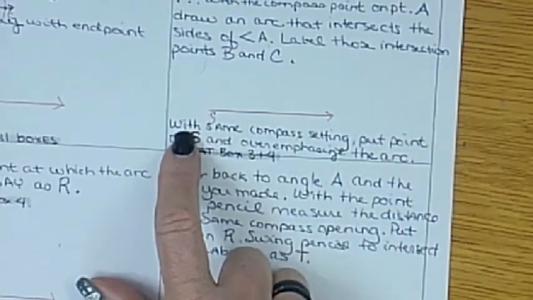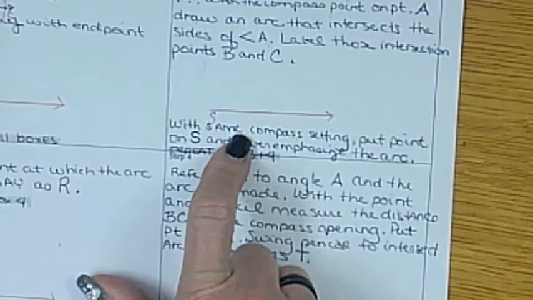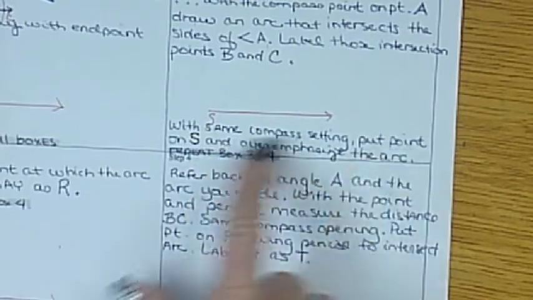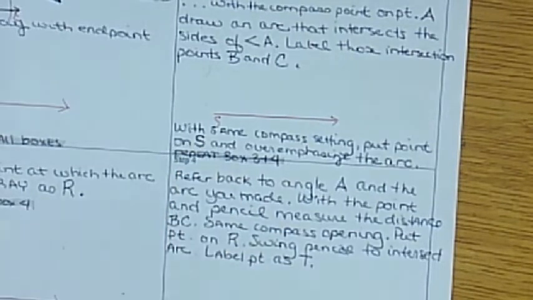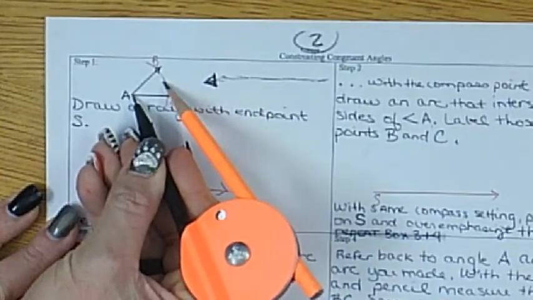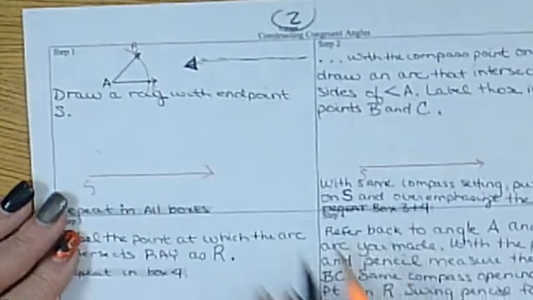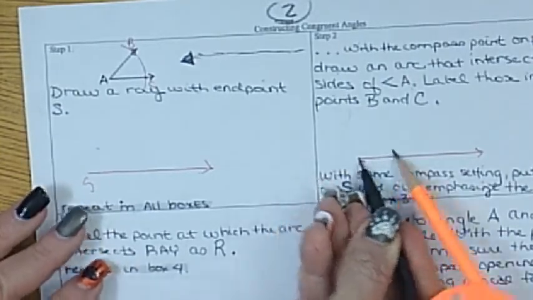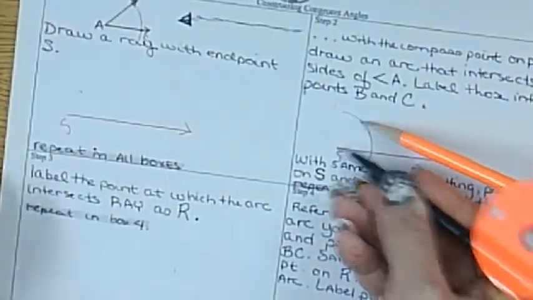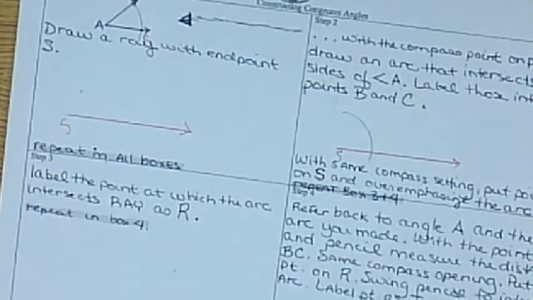Okay, so it says with the same compass setting, the one that we just made the arc with, you're going to put the point on S, and you're going to overemphasize the arc because we don't know where the other side is yet. So we don't want to make it too small. So with the measurement that I made, I'm going to go to where S is, the endpoint of my ray, and overemphasize the arc. And you're going to repeat that in boxes 3 and 4.